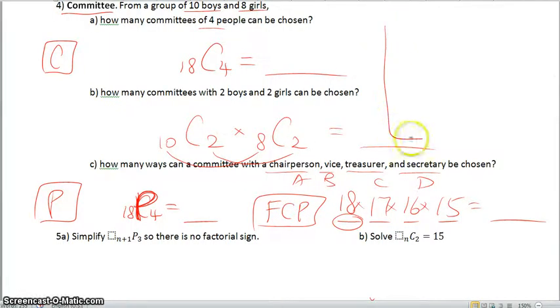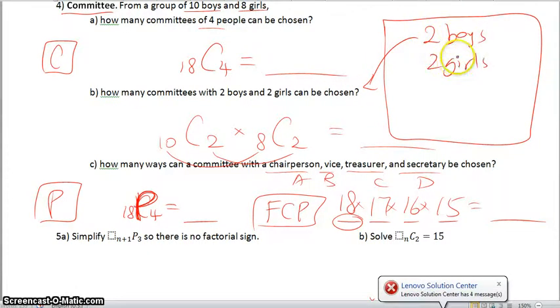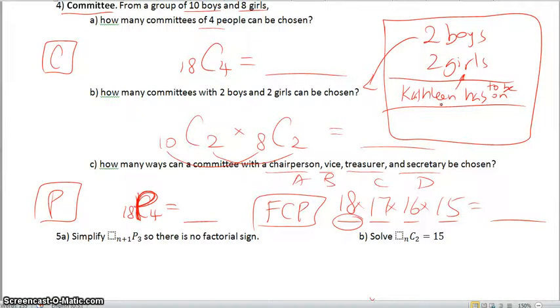All right, finally, let's say you have a question, just expand on this. Let's say you want two boys and two girls. Let's say it's the same question. However, let's say Kathleen has to be on the committee. Has to be on the committee. Okay, well, she's a girl, so we know. So, out of these four people, Kathleen has to be on it. Then how do you do it?